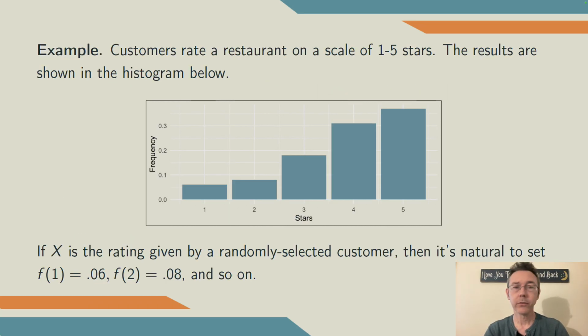For instance, suppose customers at a particular restaurant give ratings on a scale of 1 to 5 stars, with relative frequencies shown in this histogram. So for instance, 6% of customers are assigning a rating of 1 star. Let's let a random variable x be the number of stars assigned by a randomly selected customer. So we have about 6% of customers giving 1 star, so we'll have a probability mass function that assigns f of 1 equals 0.06, f of 2 equals 0.08, and so on.